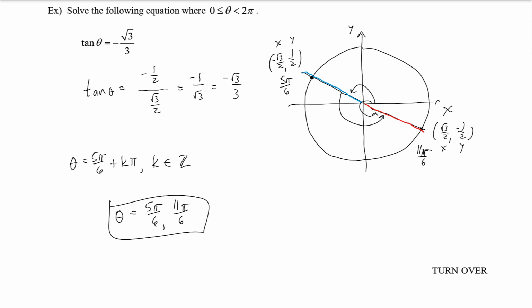Now, could I use the general solution to get those two answers? Sure you could. You get them by plugging in k equals 0. k equals 0 will get you 5 pi over 6. And then k equals 1 gets you 5 pi over 6 plus pi, which is 11 pi over 6. And that is smaller than 2 pi, so that is one of the answers we want.